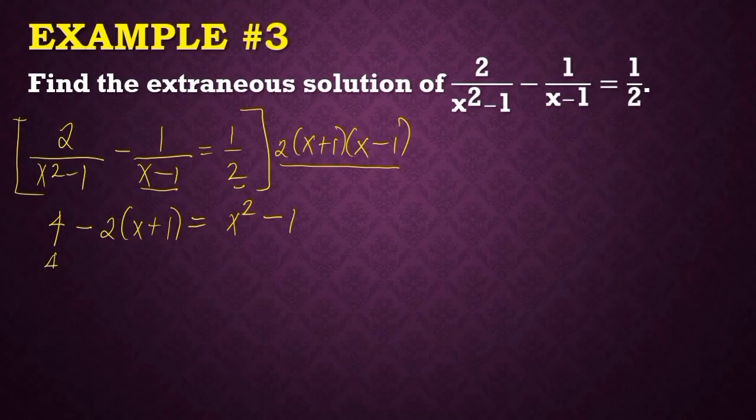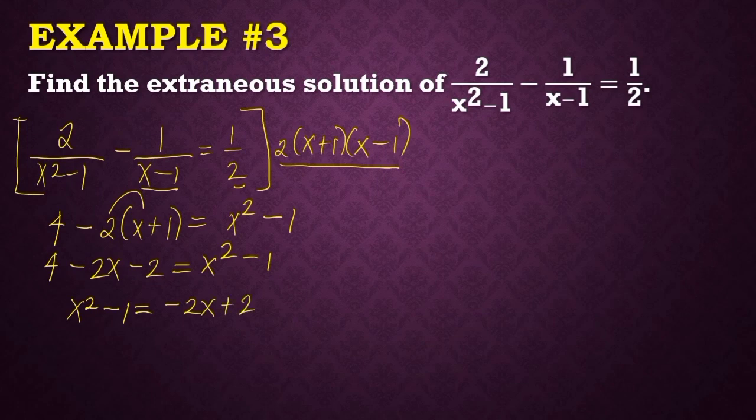Then 4 minus 2 times x, that is 2x, negative 2 times 1, that is negative 2, equals x squared minus 1. So, pwede natin pagpalitin yung pwesto nila. X squared minus 1 equals negative 2x plus 2. So, kasi 4 minus 2, that is 2. And then, ilipat natin yung negative 2x tsaka 2 sa left side. So, magiging x squared plus 2x minus 3 is equal to 0.